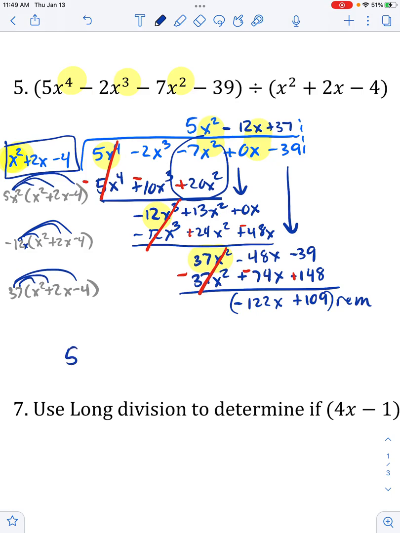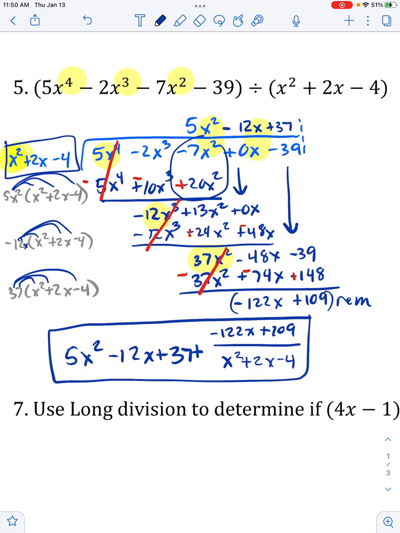So I write my answer as the top. That's how many times it went in whole. Then I add what I got as my remainder over what I was dividing by, the thing out in front.